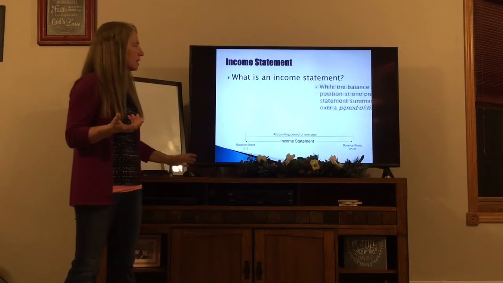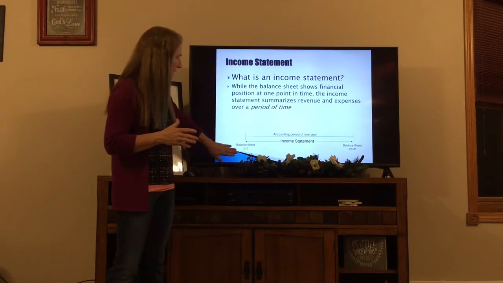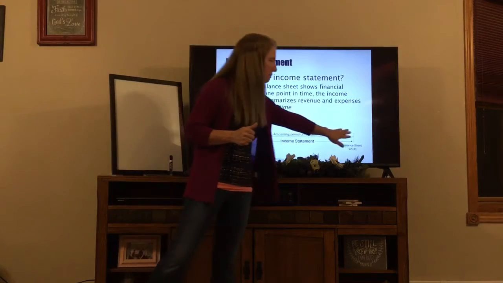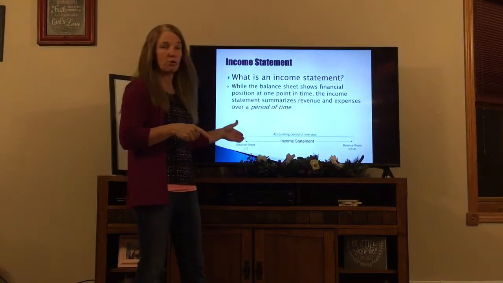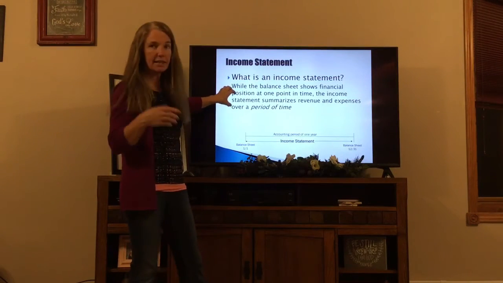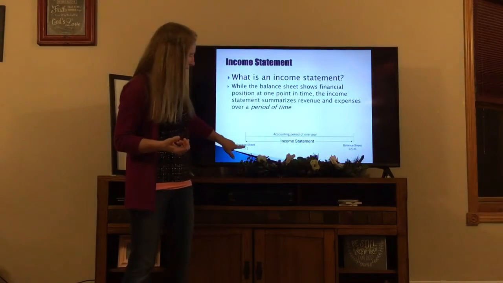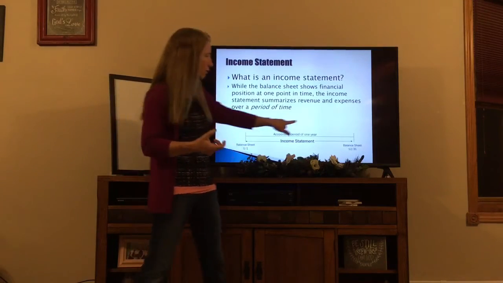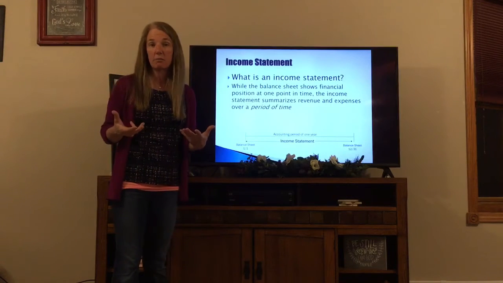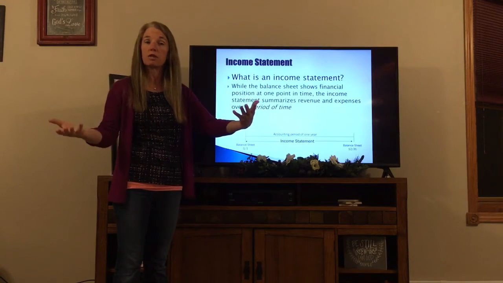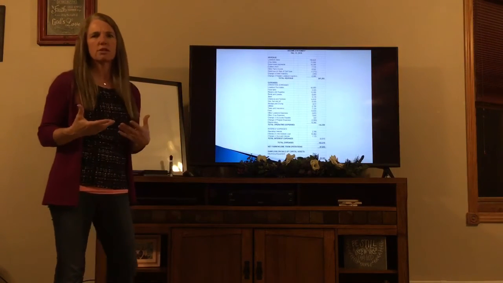As we distinguish that a little bit, the balance sheet showed the financial position at one point in time. In other words, we might look at the balance sheet on January 1st, or maybe on December 31st, and we want to know what we own and what we owe on those dates. On the other hand, the income statement summarizes revenue and expenses over a period of time. So we want to know what has happened between January 1st and December 31st. During that time frame, what have we made in profits? In other words, what have we made money on, what have we spent money on, and what have we generated in net farm income?